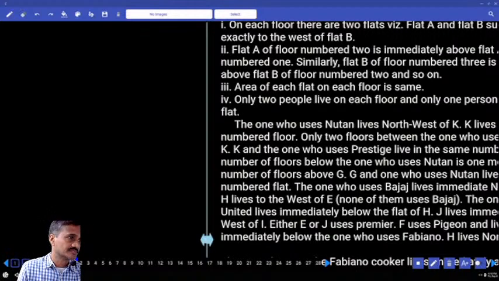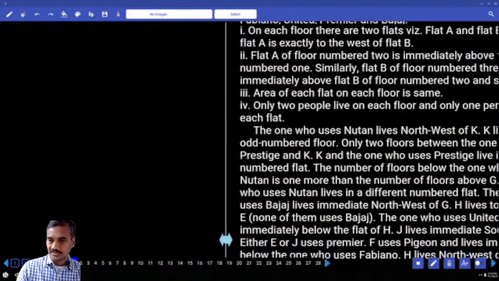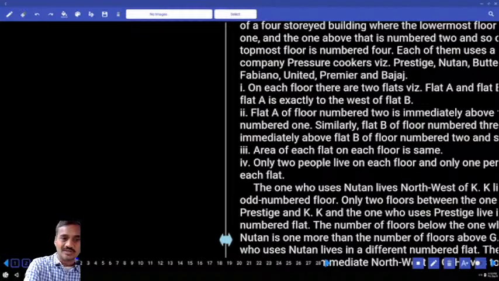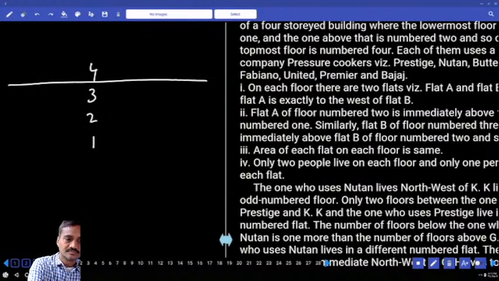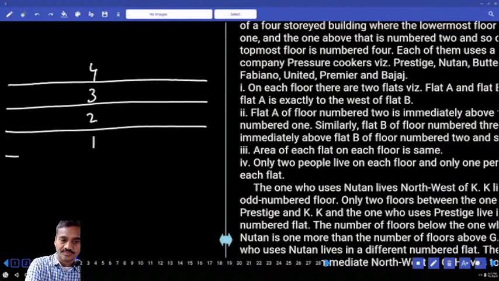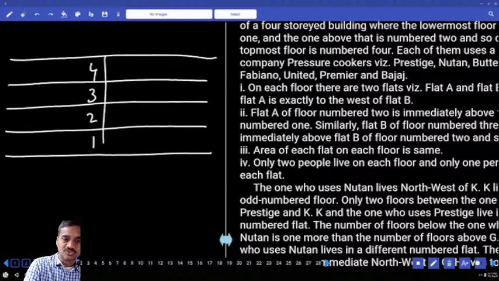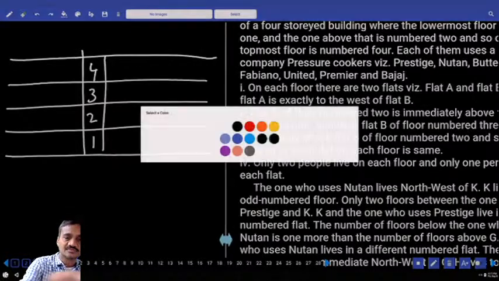First priority, isn't it? Then here, how many floors are there? Exactly 4 floors. And on each of these floors, there are 2 flats. Now 4, 3, 2, 1 are the 4 floors. Each floor has 2 flats. Altogether, 8 flats are there, and 8 persons are staying in these 8 different flats.